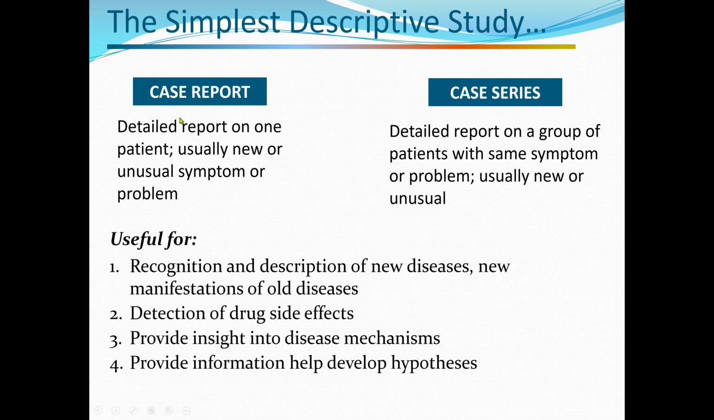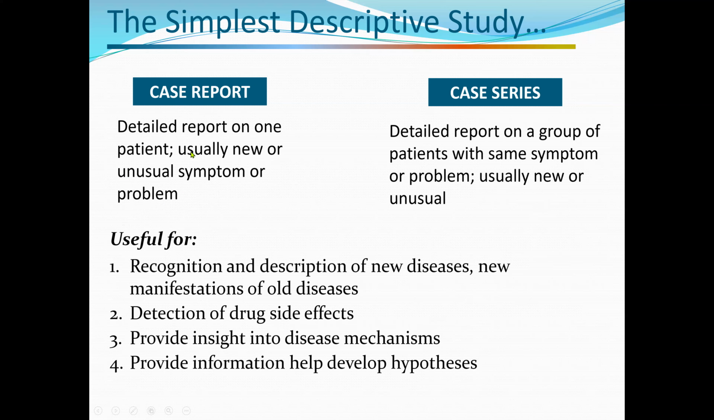So first we start with a case report and also case series. This is the simplest descriptive study. Now a case report is a detailed report on one patient, usually with a new or unusual symptom or problem. So normally if there's a new case, an unusual case or a very rare case of only one patient, then we can use the case report study. And we'll give examples soon.